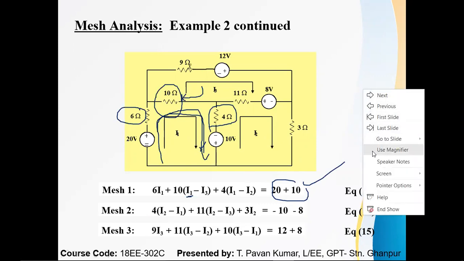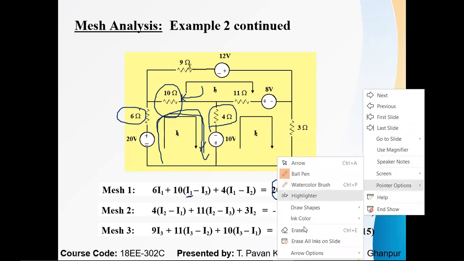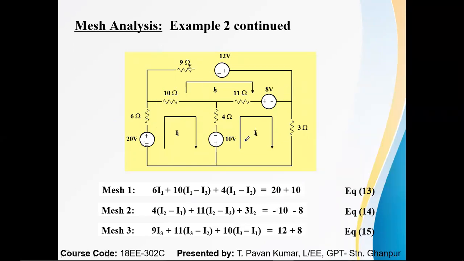If you go for mesh equation number 2, for this equation I need to consider these 3 branches, right? One comes from the 4 ohm resistor. This 4 ohms is common for I2 and I3. So I2 comes first: I2 minus I1, 4 plus 11. 11 is common for I1, I2 and I3. I2 comes first minus I3.